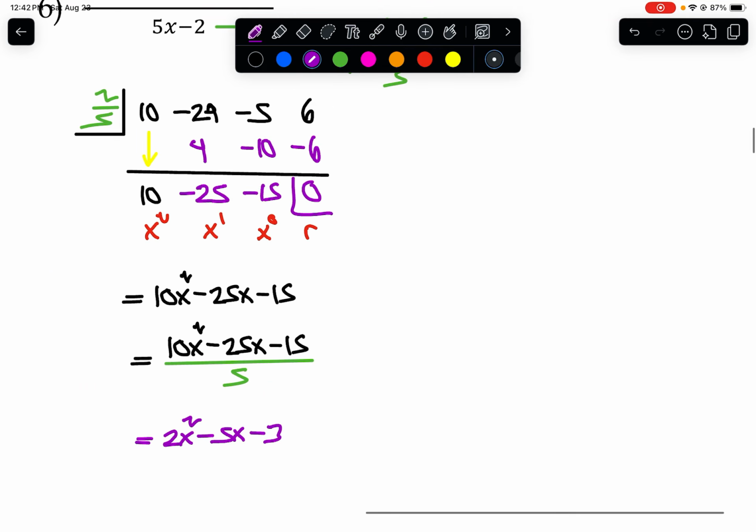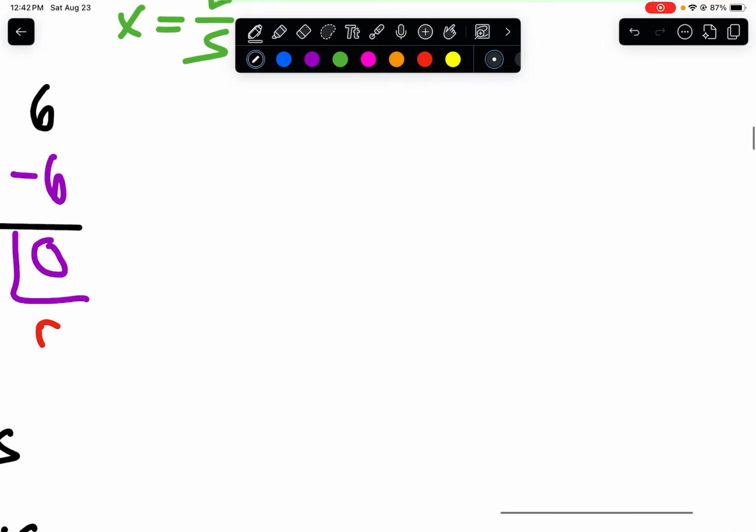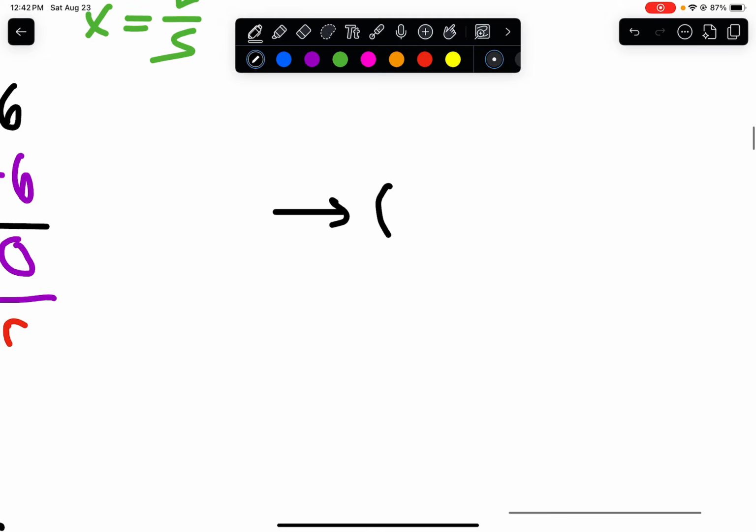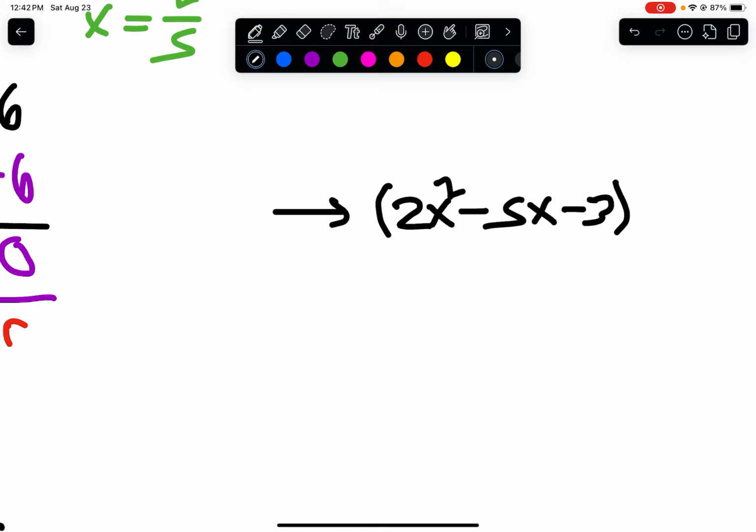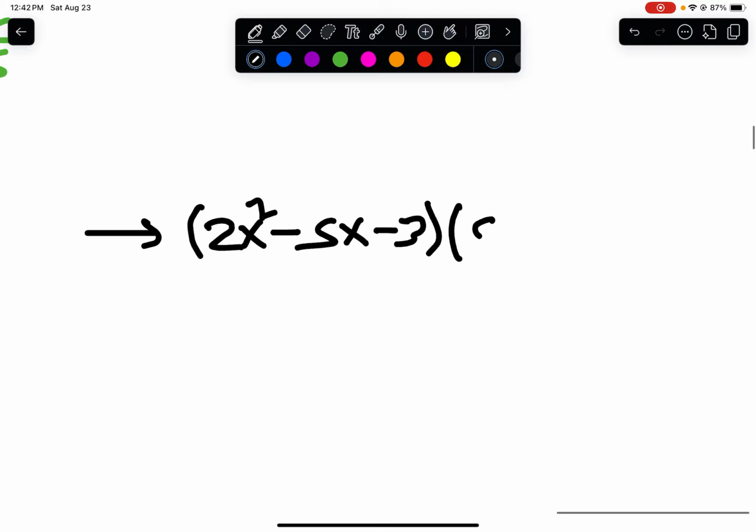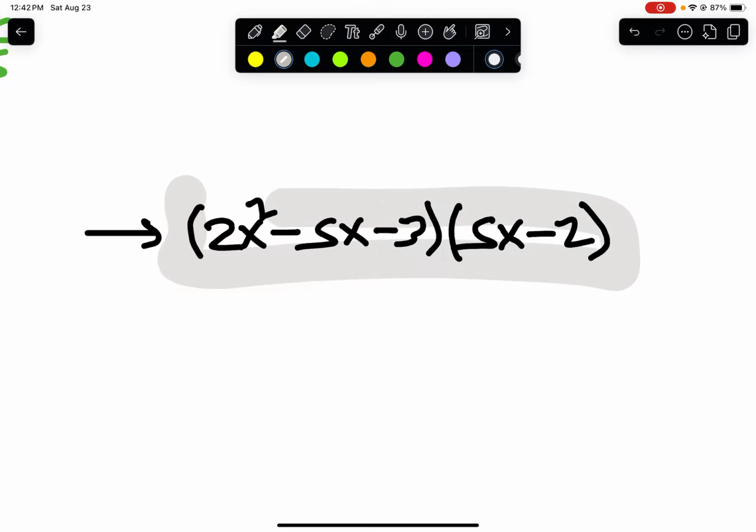So I'm going to rewrite this using the division algorithm. So my division algorithm over here, it's going to be my quotient, which was 2x squared minus 5x minus 3. And then you're going to multiply that times your divisor, which in this case was 5x minus 2. And then we don't have a remainder, so we don't have to worry about adding anything else.